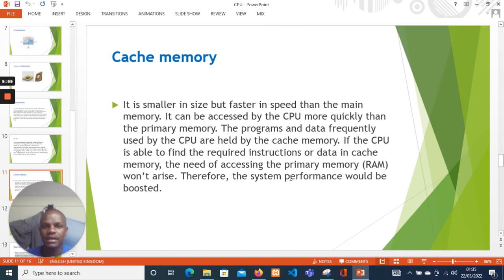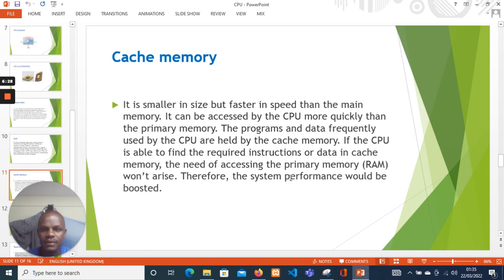So also we have the cache and the memory. The cache is the smallest in size but faster in speed than the main memory. It can be accessed by the CPU more quickly than the primary memory. The programs and data frequently used by the CPU are held by the cache memory to make it faster.